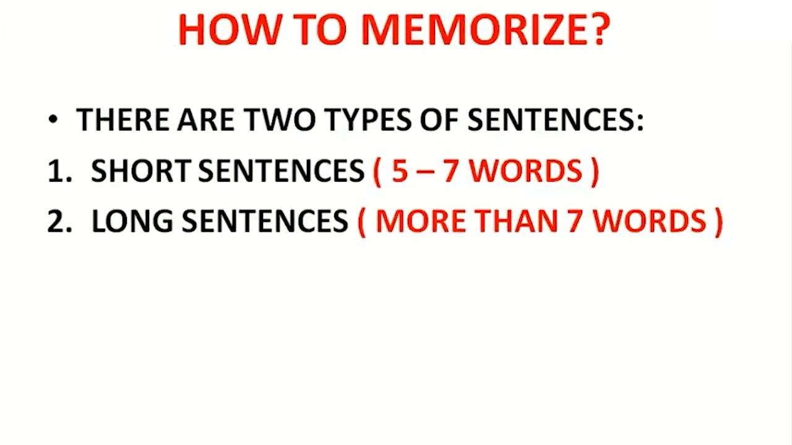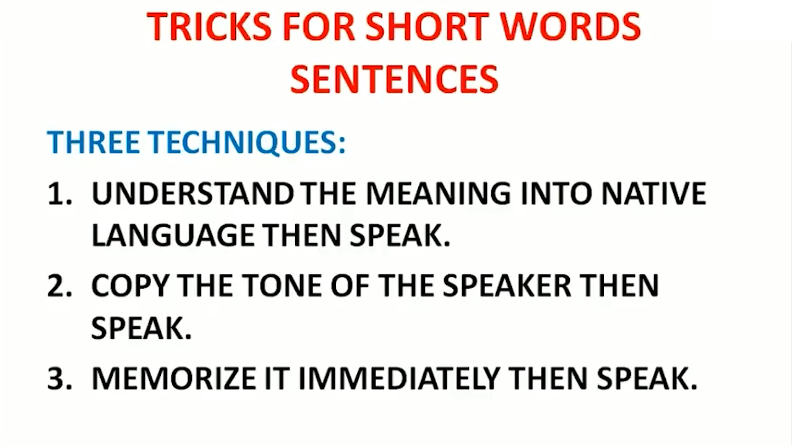How to memorize. There are 2 types of sentences, as follows. The first one is short sentences, which include 5 to 7 words. On the other hand, long sentences include more than 7 words. I will discuss how to speak short sentences and long sentences with tricks. Tricks for short sentences.